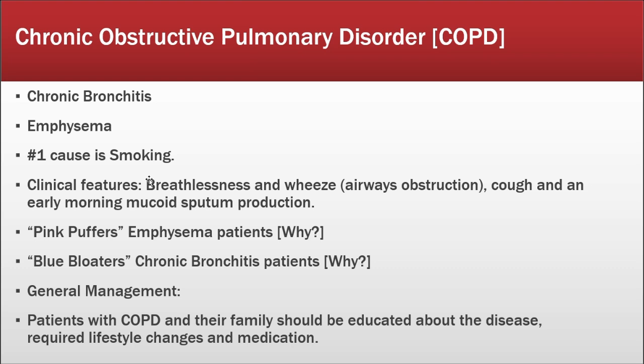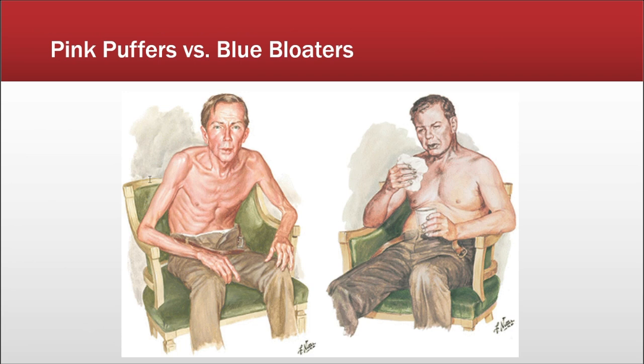Now, chronic obstructive pulmonary disorder is two diseases together. Chronic bronchitis, which we call blue bloaters, and emphysema, which we call pink puffers. Blue bloaters, because these patients would be cyanosed because there's not much space for the air to go through and exchange between the lung parts.